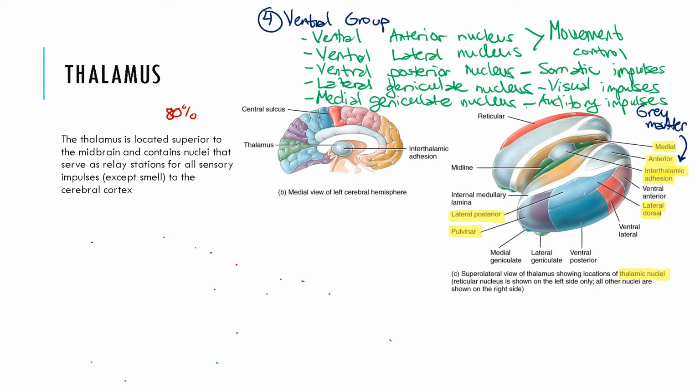So our ventral anterior nucleus is going to be this weird red color one right there. Ventral lateral is our darker red. Ventral posterior is that darker blue color here. Lateral geniculate is kind of on the bottom side, and then the medial geniculate nucleus too. And they're kind of on the bottom side.